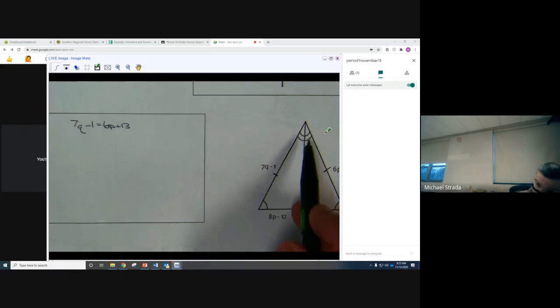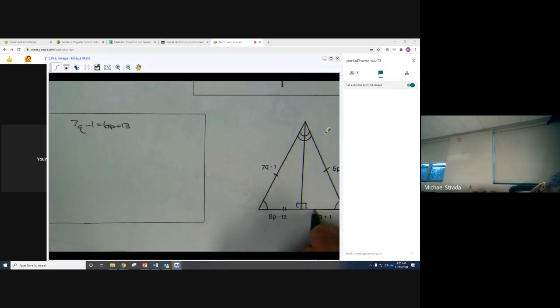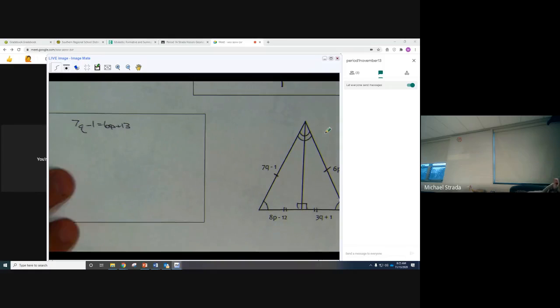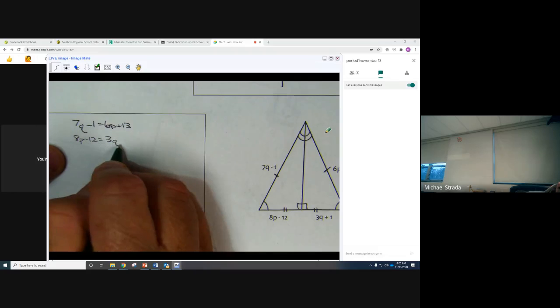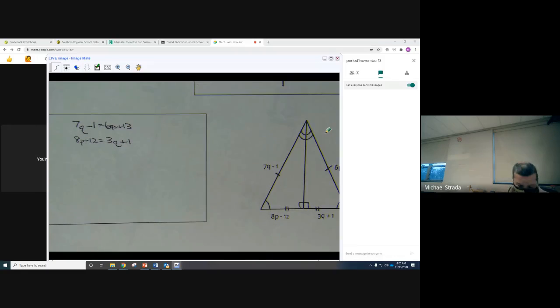All right, now if that's the angle bisector, it's the perpendicular bisector of the opposite side, which means 8p minus 12 equals 3q plus 1. Okay. Nothing really looks like it's going to become 1, so if you want to use substitution, that's fine, but because of that, I would prefer to use elimination, which means I got to get them in standard form.